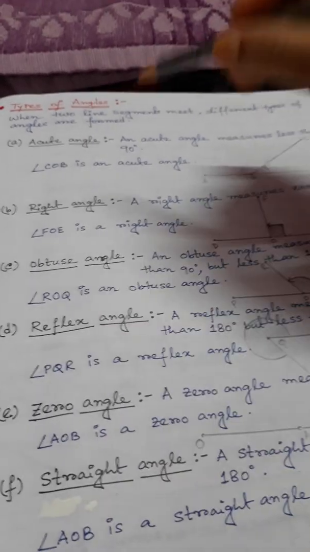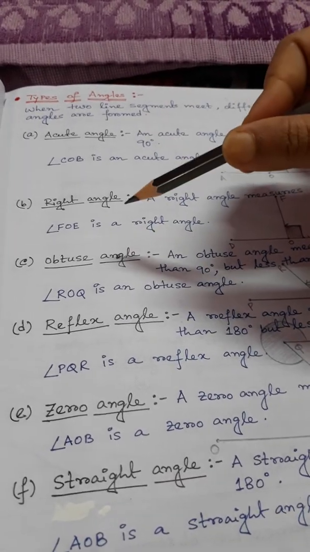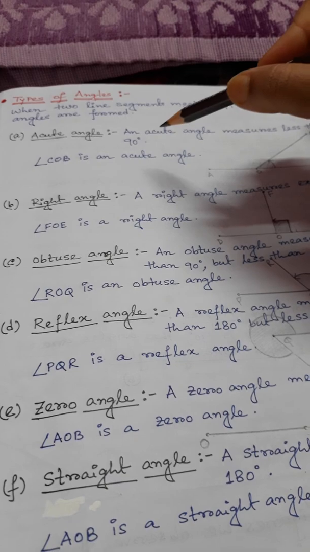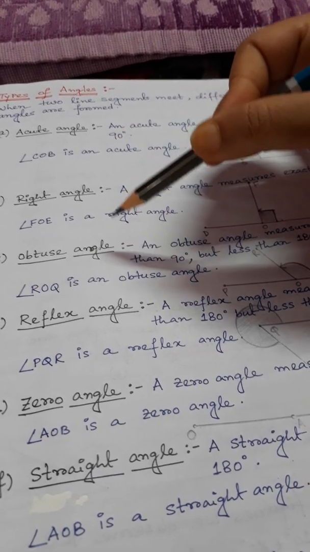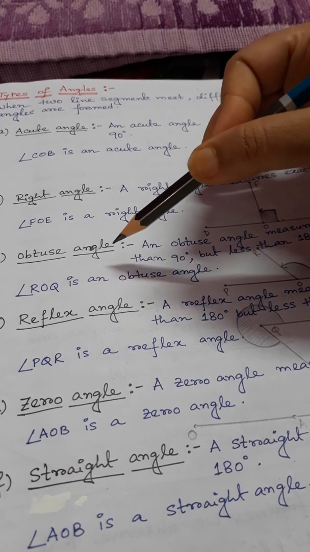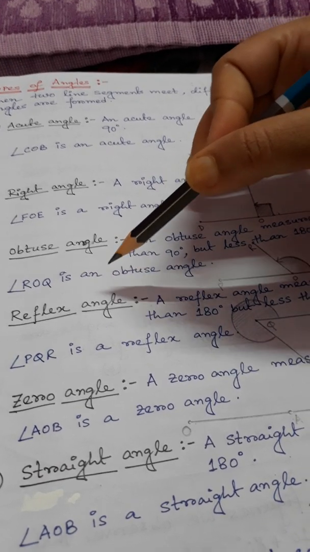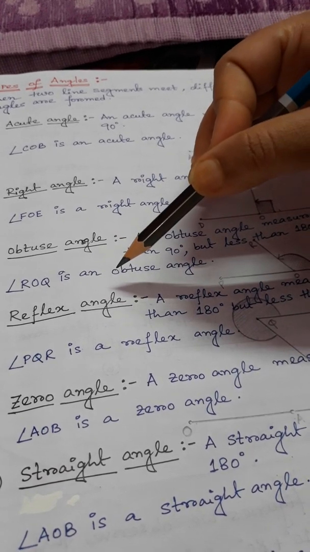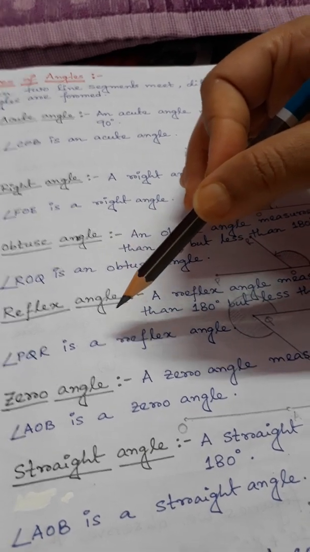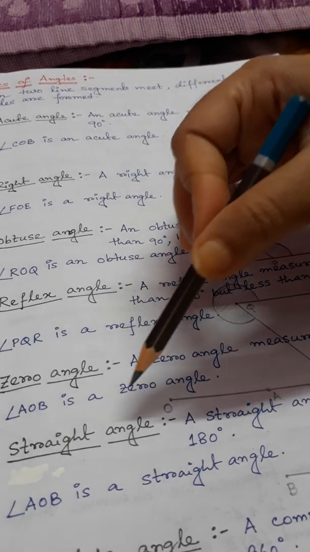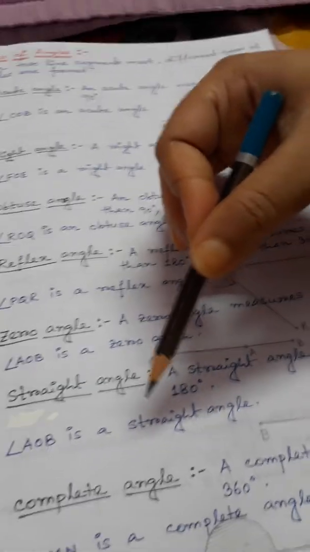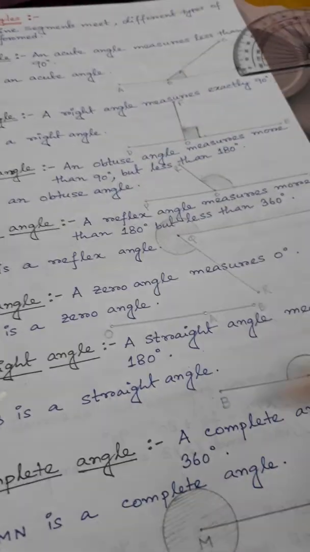Please remember: an acute angle is less than 90 degrees, a right angle is exactly 90 degrees, an obtuse angle is more than 90 degrees but less than 180 degrees, a reflex angle is more than 180 degrees but less than 360 degrees, a zero angle measures 0 degrees, a straight angle measures 180 degrees, and a complete angle measures 360 degrees.